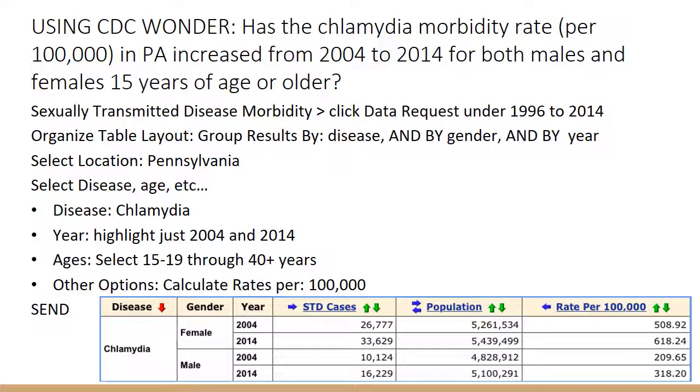In 2004, males had a rate of 209.65 per 100,000, and in 2014, they had a rate of 318.2 per 100,000. So we can see that males have a lower morbidity rate from chlamydia overall in both 2004 and 2014, but both female and male incident rates, or morbidity rates, have increased from 2004 to 2014. But males are still at a lower rate than females are.